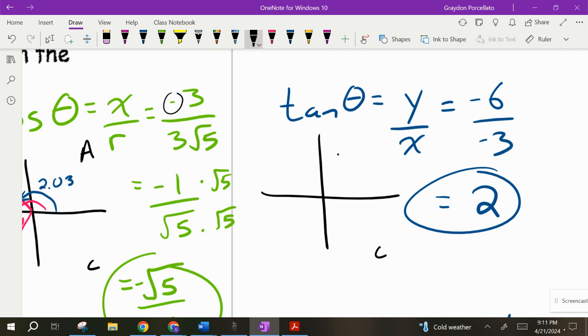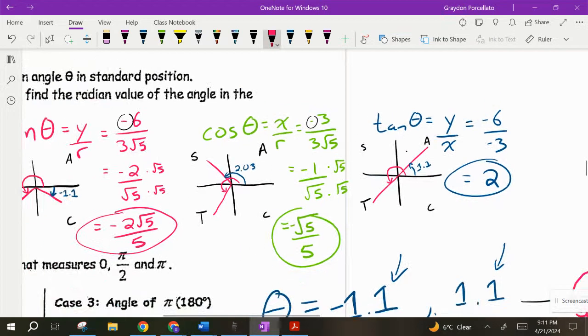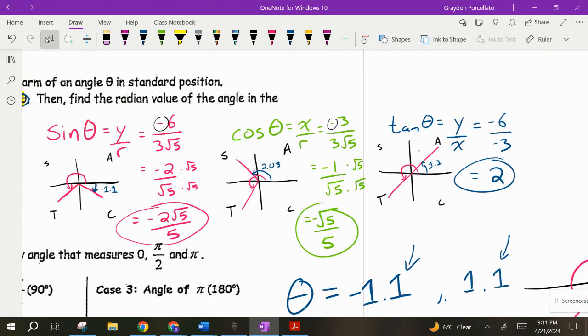So same thing, C-A-S-T. So tan is positive. Okay, well, where's tan positive? Tan is positive here and here. So when I took the tan inverse of 2, you'll notice, or remember maybe, that I got 1.1. That's that angle there. Okay, but that's not the angle we want. This is the angle we want. So the question becomes, how do I actually determine the angle in question?